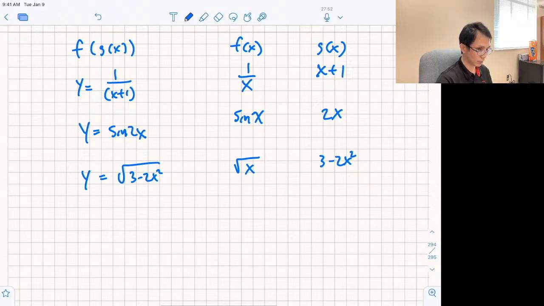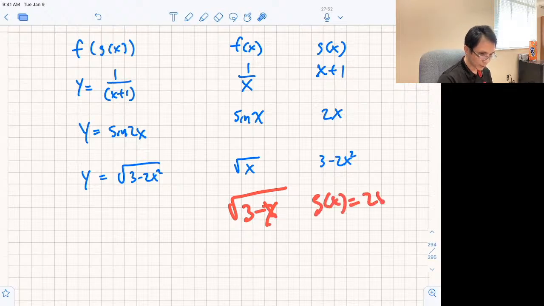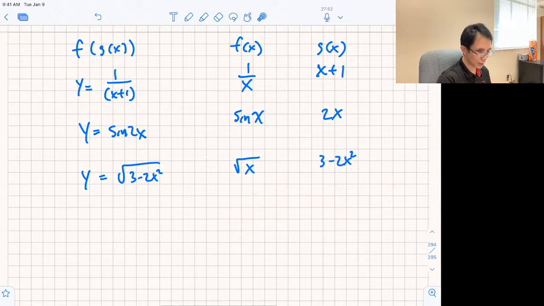Can't you also do f of x as the square root of 3 minus x, and then g of x just 2x squared? Yeah, you could have done that. But we just want to see the function within the function in this case. This is a little bit more on the detail side, so I prefer it to be this.